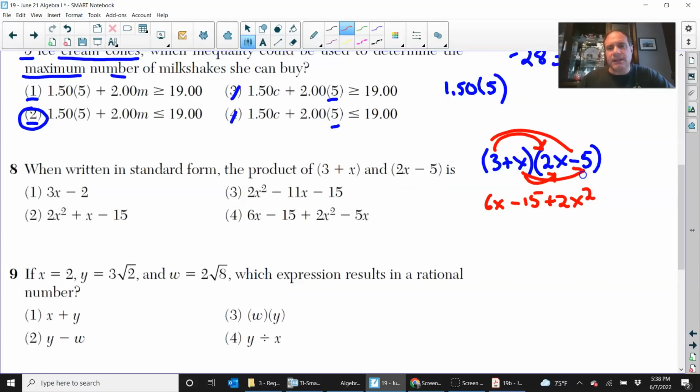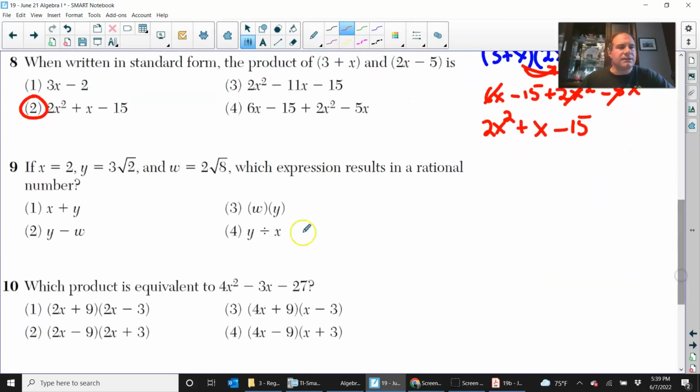And x times negative 5 is negative 5x. So written in standard form, I'm going to write the largest exponent first. So the 2x squared I wrote there first. 6x minus 5x is plus x. And then minus 15. So 2 is your answer.